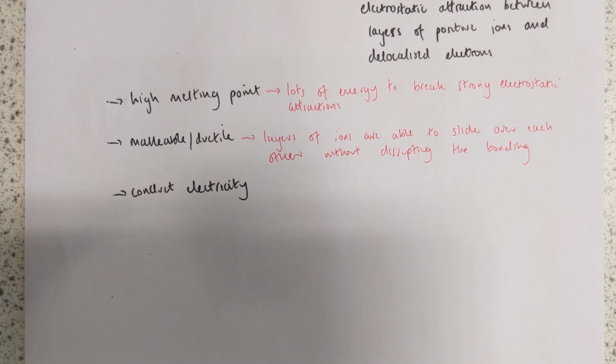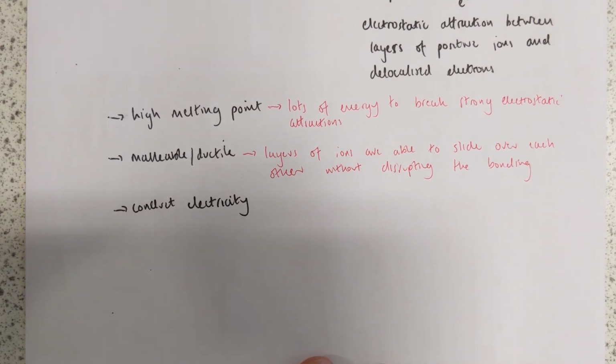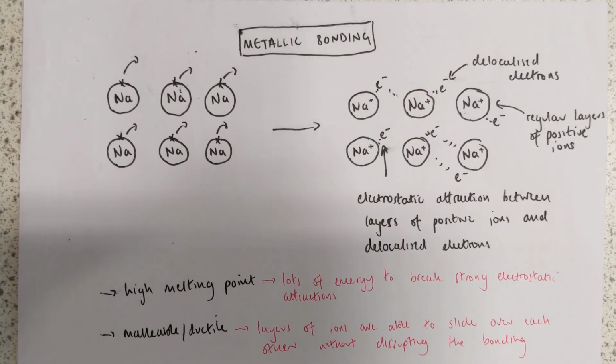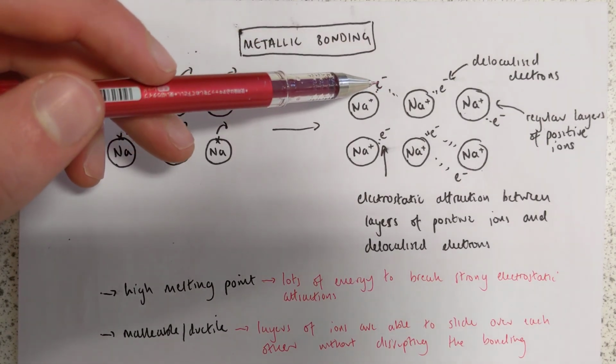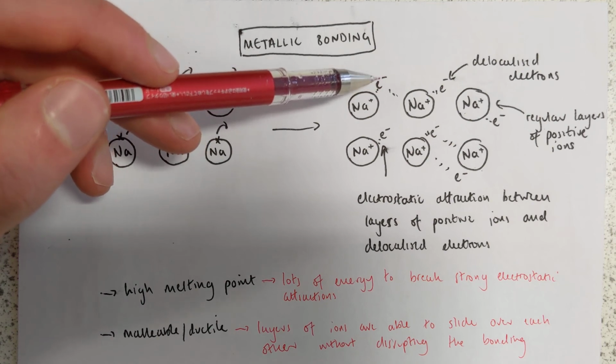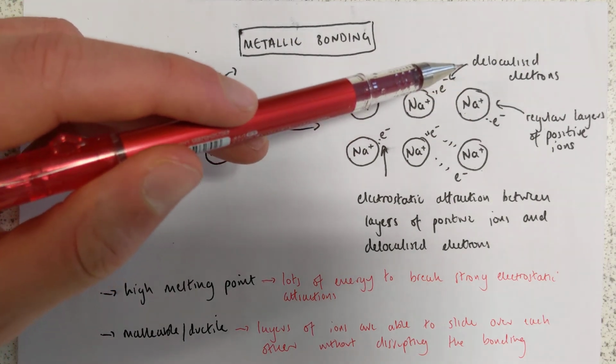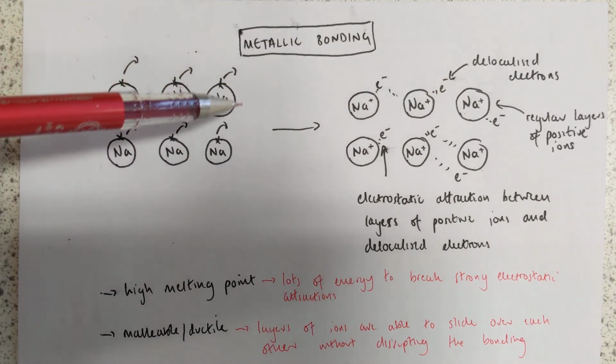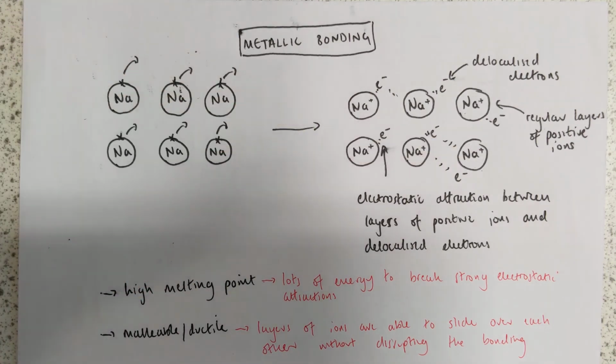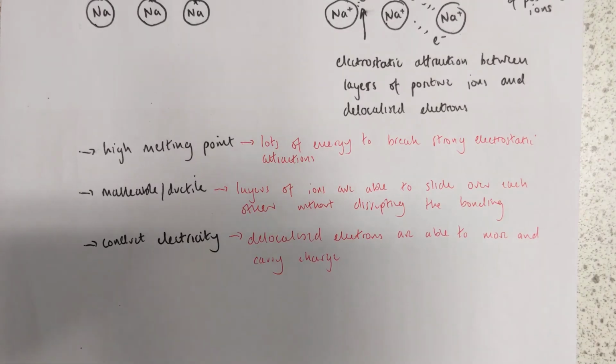The last one is the fact that you're able to conduct electricity. As we talked about with ionic bonding, for something to conduct electricity, it needs to have a charge and needs to be able to move. The thing in the structure that has a charge and is able to move at all times is the delocalized electrons. They have a negative charge which can carry a current, and because they're able to move, because they're delocalized, they can very easily carry a current from one end to another. So delocalized electrons are able to move and carry charge.